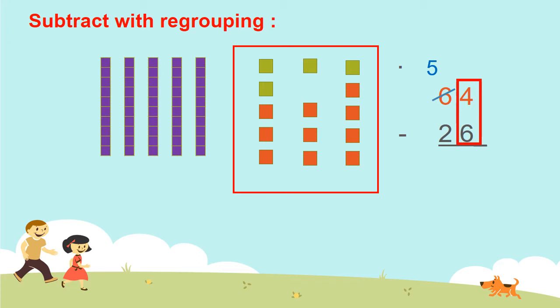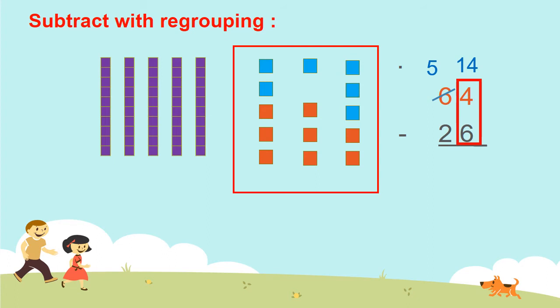So now, how many ones do I have? 10 and 4 make what? 14. So now I have 14 ones. Now can I take away the 6 from the 14? Yes, sure. Now I have more than I need. So I'm going to take away the 6. So let's take away 6.